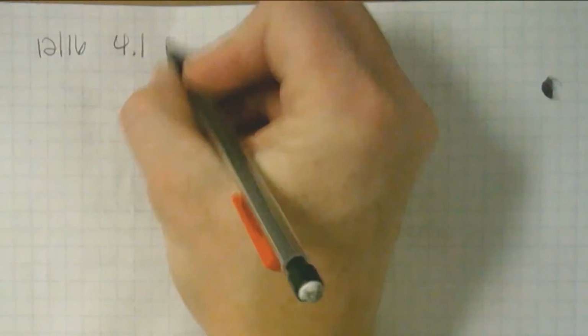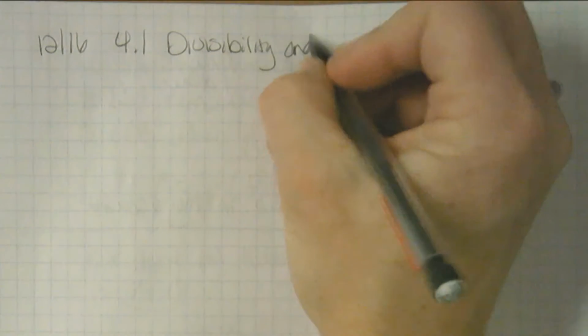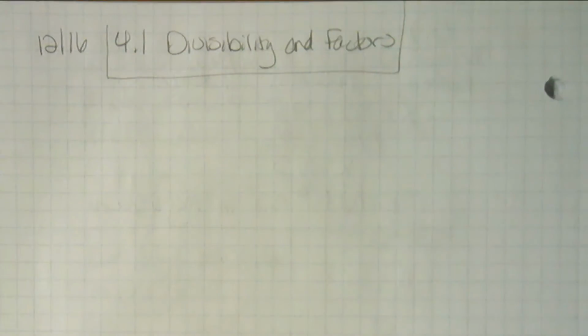If we take a look at the first section, so today is 12:16. We're looking at Chapter 4, Section 1. This is divisibility and factors.